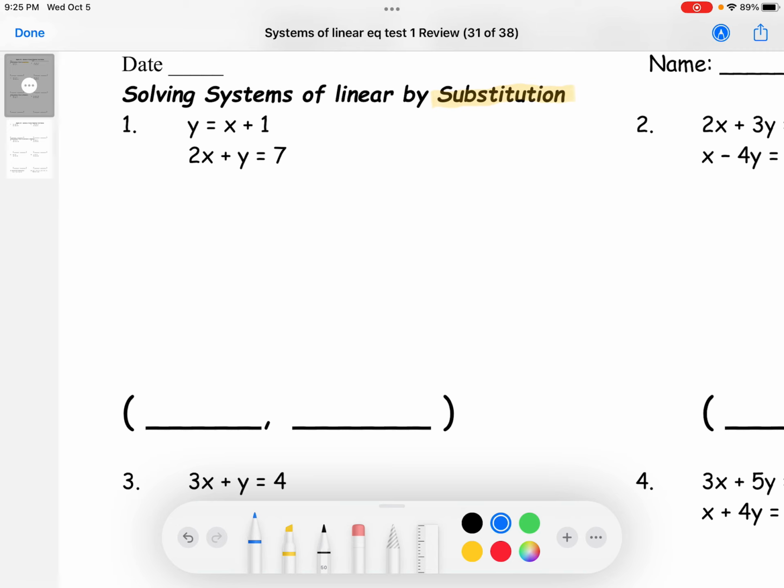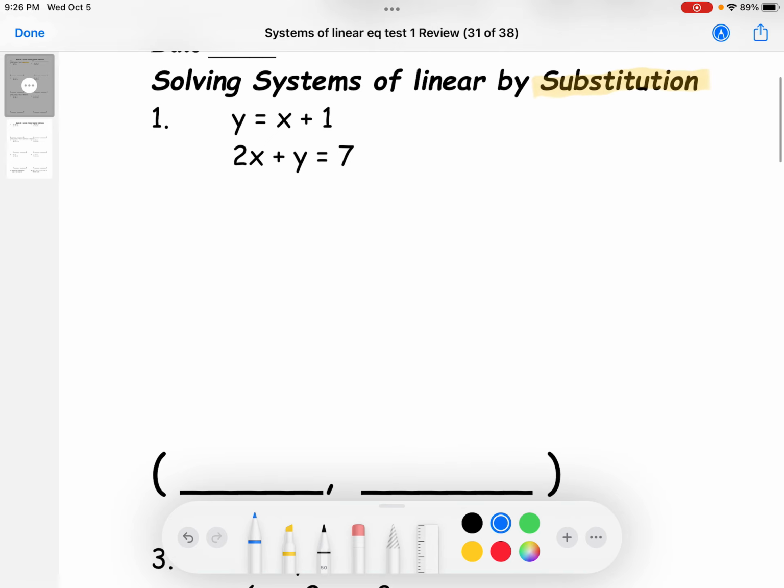is a single variable. Either x or y is already by itself, which is exactly what we have in problem number 1. The first equation says y equals something by itself. So what I'm going to do is take this thing right here that y is equal to, and substitute it in place of the y in the second equation. So instead of 2x plus y, I'm going to turn that into 2x plus x plus 1.